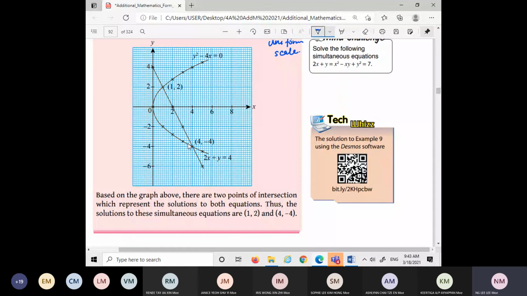Okay, after that, how to get the solution? Not finished yet. The purpose for you to use the graph method is you have to get the solutions. So find the intersecting points of the straight line and the curve. So 1 point here, and 1 point here. Then read the coordinates. So this is 1, 2. Then the other one, this is 4, negative 4. Therefore, the solutions are 1, 2 and 4, negative 4. You can write in coordinate form. You also can write x equals what, y equals what, x equals what, y equals what.